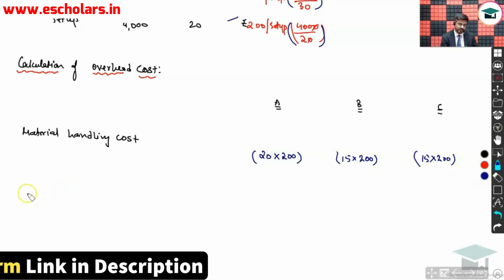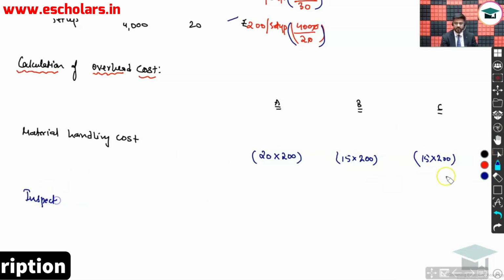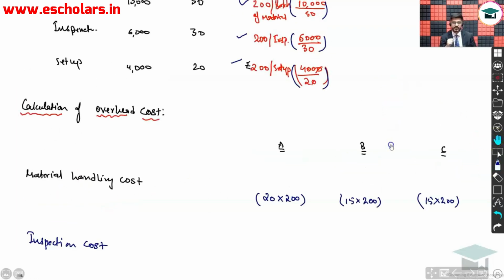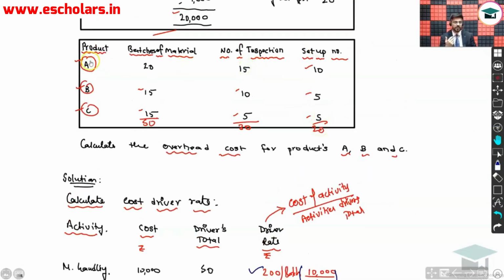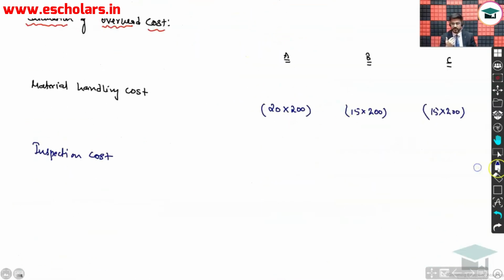Second is our inspection cost. What was the cost driver rate for inspection? It was 200 only. And what was the number of inspections for individual product? It was 15, 10 and 5. So my inspection cost is rupees 200 per inspection. And how many inspections do we have? For product A, 15. For product B, it was 10. For product C, it was 5. And what is the rate? 200 per inspection.